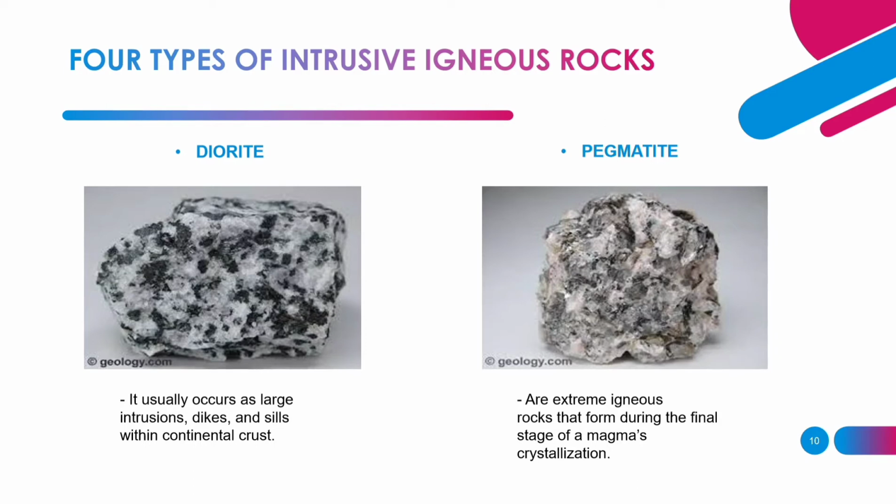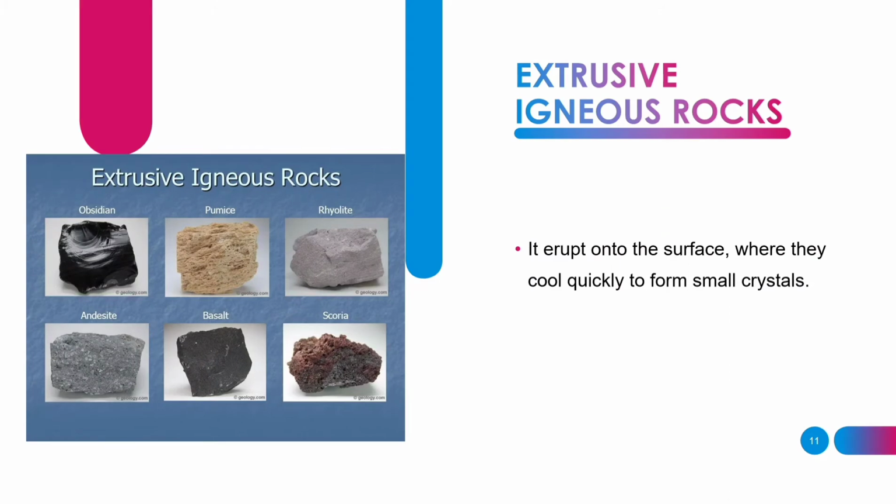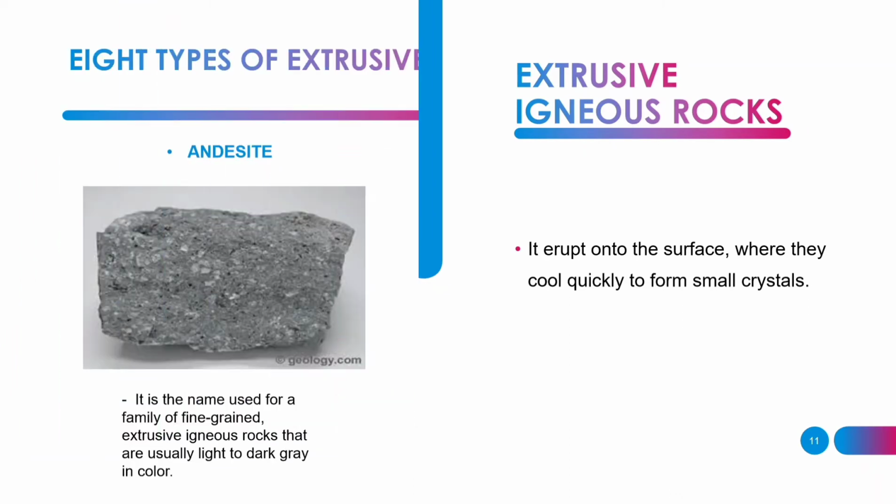They are extreme because they contain exceptionally large crystals, and they sometimes contain minerals that are rarely found in other types of rock. Second one is the extrusive igneous rocks. They erupt onto the surface where they cool quickly to form small crystals. Some cool so quickly that they form amorphous glass. These rocks include andesite, basalt, dacite, obsidian, pumice, rhyolite, scoria, and tuff.